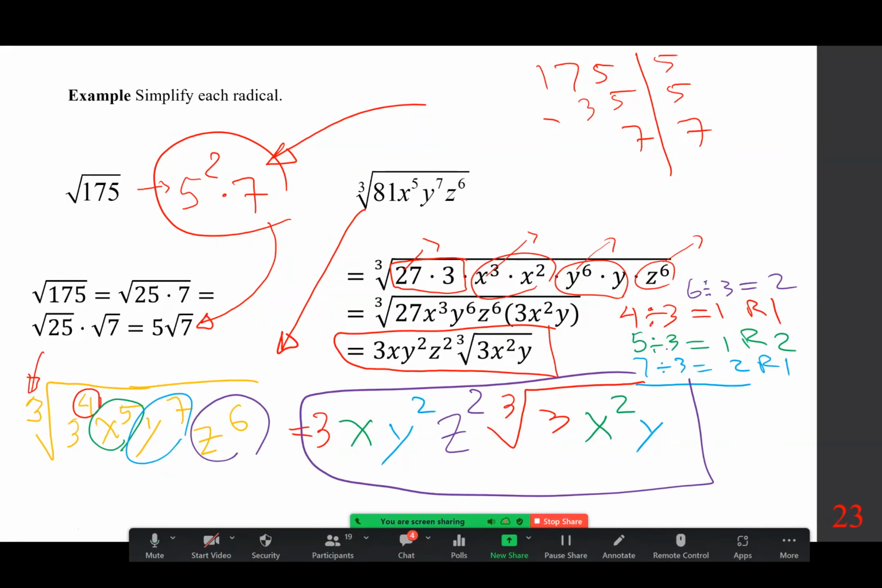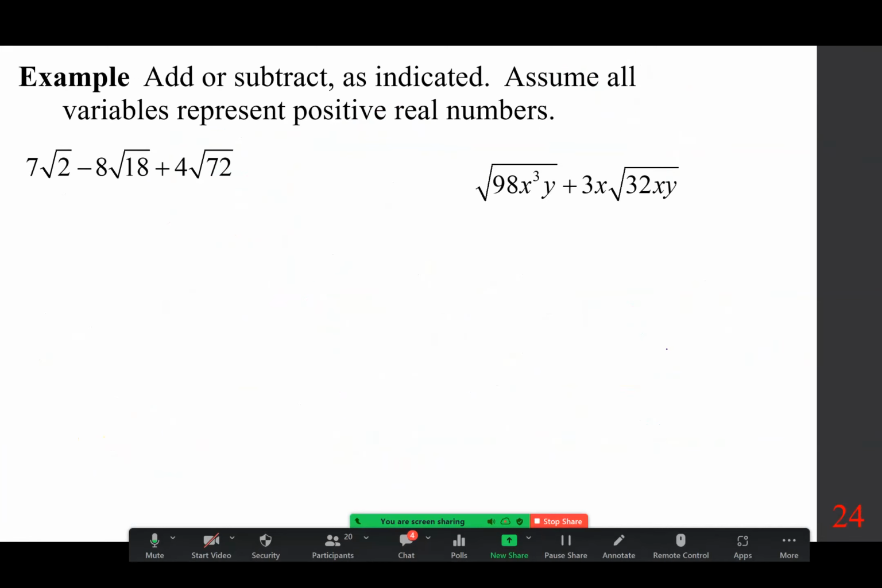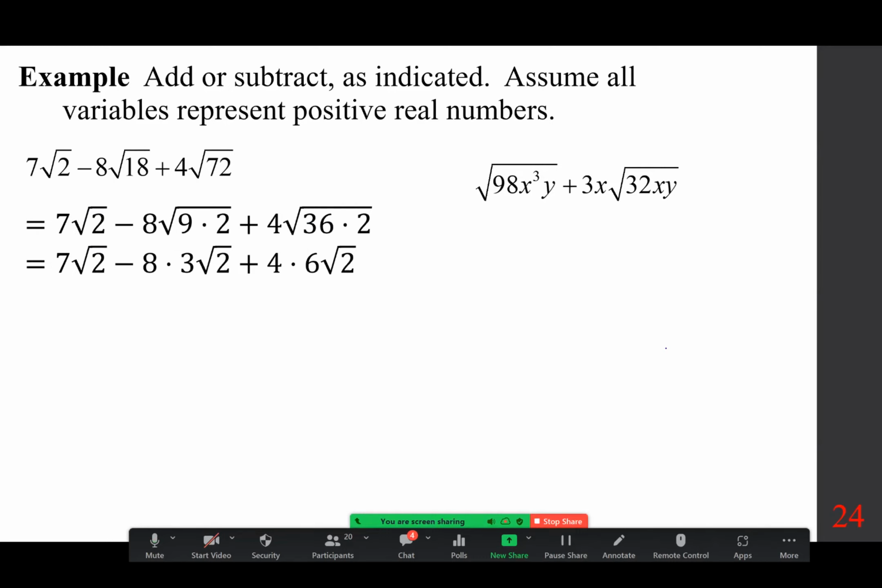All right, let's look at a couple more examples of this concept. We want to combine them. We want to see if there's any way to come up with the same radical format. 18 is 9 times 2. 9 comes out as 3. 72 is 36 times 2, and it comes out as 6. So I hope you realize this remains, okay? And this one is 9 times 2. This one is 36 times 2, or you can do the factors.